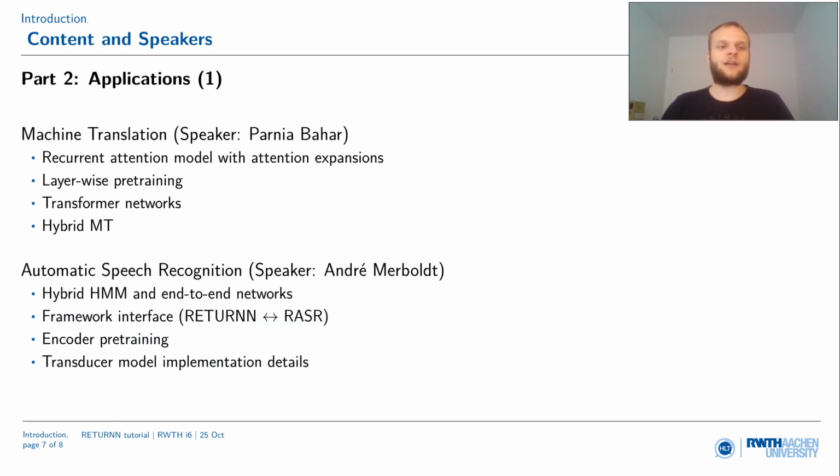The second part of the tutorial, the applications, will start with the presentation about machine translation by Parnia Bahar. Here we will discuss the recurrent attention models with attention expansions for neural machine translation and talk about specific details on layer-wise pre-training, transformer networks, and hybrid MT. We then have the presentation about automatic speech recognition by André Merboldt. Here we will explain the different implementations for hybrid HMM models and end-to-end networks, as well as how to use an interface of our framework Return to a C++ decoder, and other details such as encoder pre-training or how to implement transducer models.